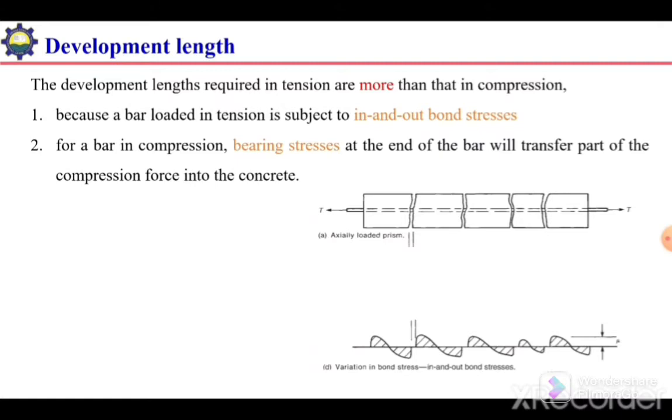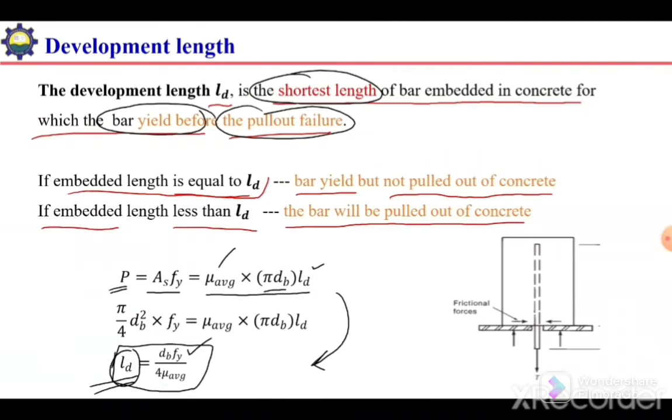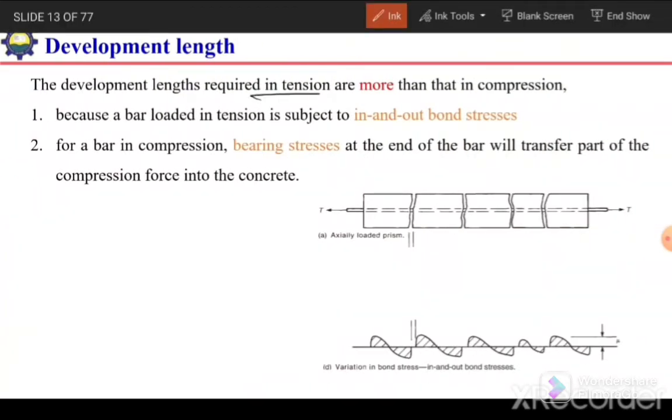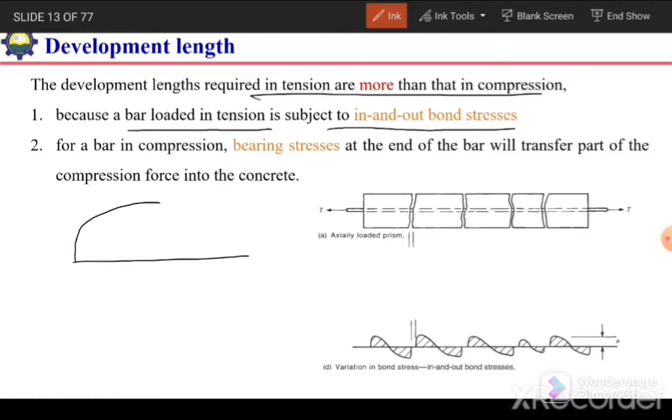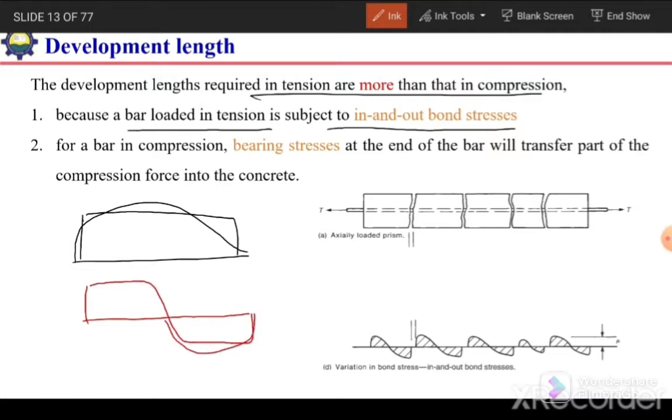Development length in tension is more than in compression. The required development length in tension is more than the required development length in compression, because of two reasons. The first reason is that a bar under tension is subjected to in and out bond stress. For example, if the bond stress in the bar is like this, the average value will be this one. If the bond stress is like this, the average value will be this.